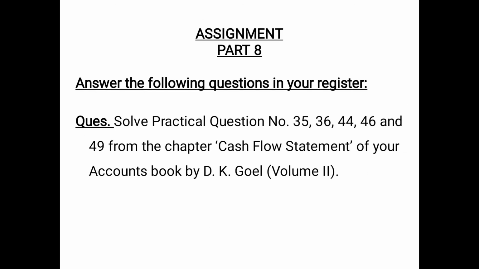Now this is the assignment. Based on this part, you have to answer the following questions in your register. You have to solve practical question numbers 35, 36, 44, 46 and 49 from the chapter Cash Flow Statement of your Accounts book by D.K. Goyal, Volume 2. I hope the topics are clear to you, children. Go through the videos and solve as many questions as you can.